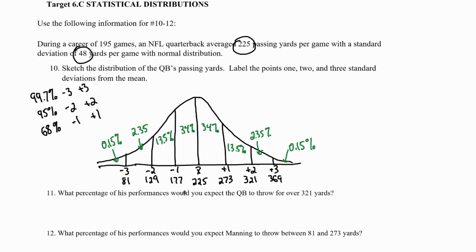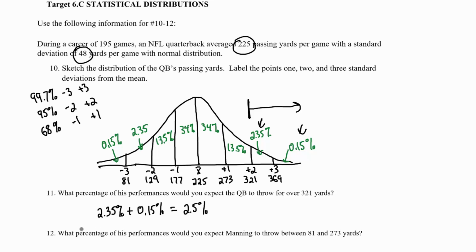It says, what percent of his performances would you expect the QB to throw over 321 yards? So 321 yards is right here. It's two standard deviations above the mean, and we want the percent that is from there and higher. So the percentages I have are going to be this one, 2.35%, and 0.15%. If we add those two together, we're left with 2.5%. That's the percent of his performances that we would expect to go over 321 yards.